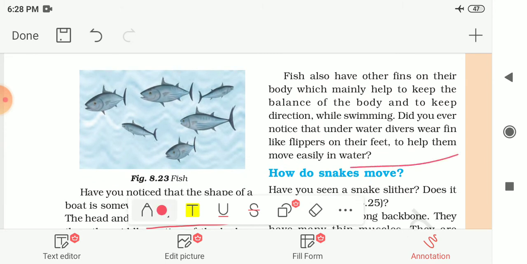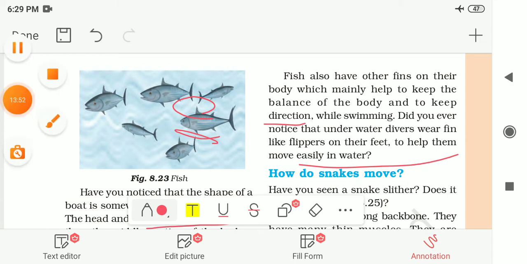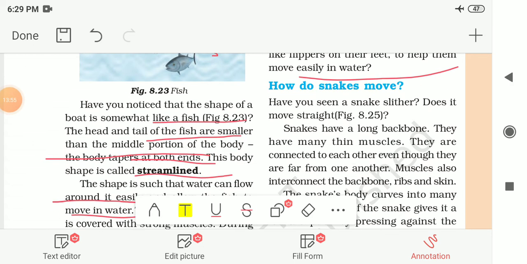Fish also have other fins on their body which mainly help to keep the balance of the body and to keep the direction, which are there on this side like this one. These are the fins. While swimming, did you ever notice that underwater divers wear fin-like flippers on their feet? The divers wear fin-like flippers on their feet to help them move easily in the water. This is the reason why they are wearing flippers. So this is the movement in the fish.